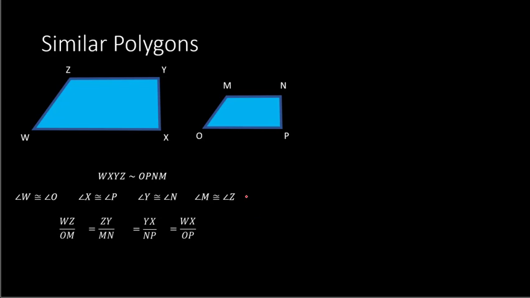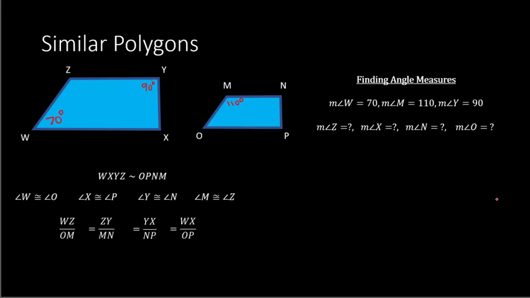So looking at the angles, we can use similar polygons to find a missing angle measure. In this example, you're told that the measure of angle W is 70 degrees, the measure of angle M is 110 degrees, and the measure of angle Y is 90 degrees. Our objective is to find the other angle measures: angle Z, angle X, angle N, and angle O.